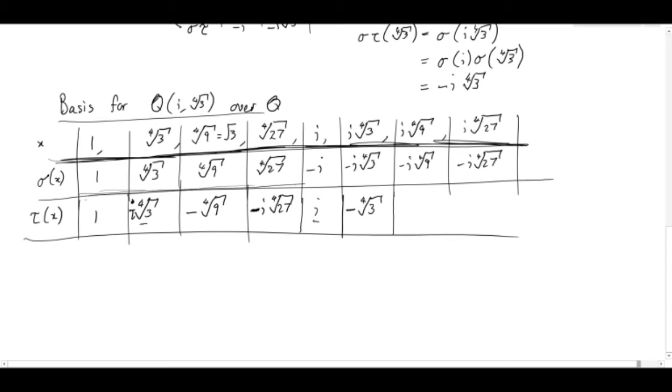I times the 4th root of 9 will be mapped to i times minus the 4th root of 9. So that will be minus i times the 4th root of 9. And in the last column, i is mapped to i, and the 4th root of 27 is mapped to minus i times the 4th root of 27. If we multiply i with minus i, we get 1.